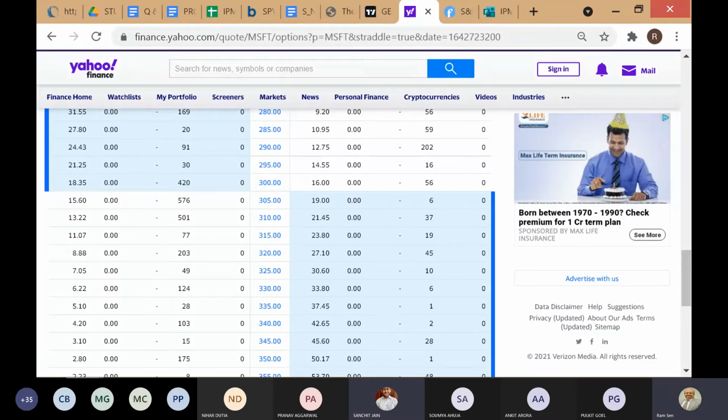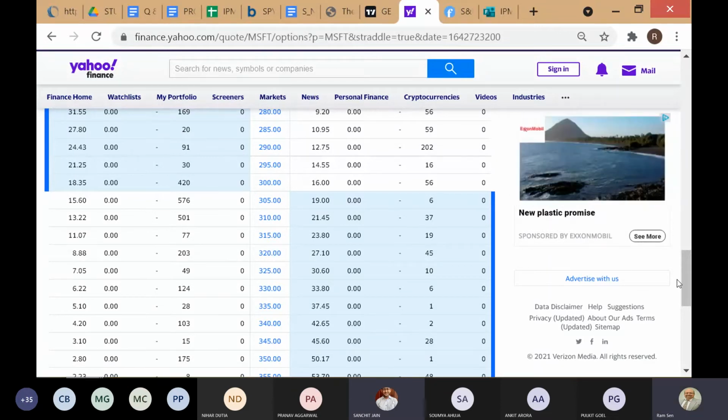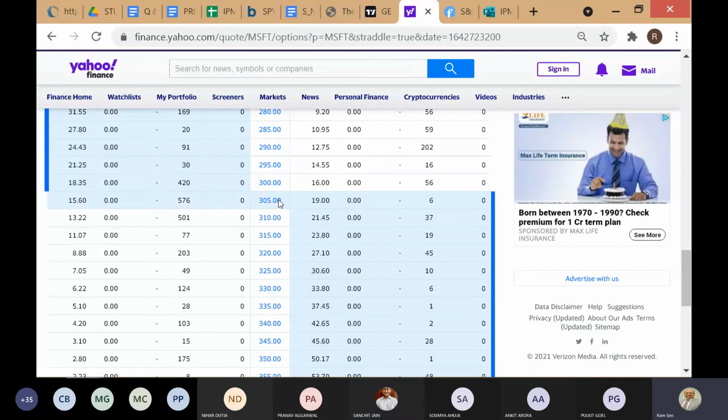In the money, at the money, on the money. Not on the money, out of the money. In, out, and at. Out of the money. In, yes, sir, at, yes. Okay, so 302 is the price. So there is no exact 302 strike here.